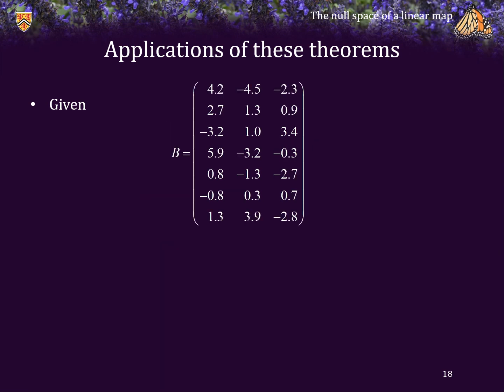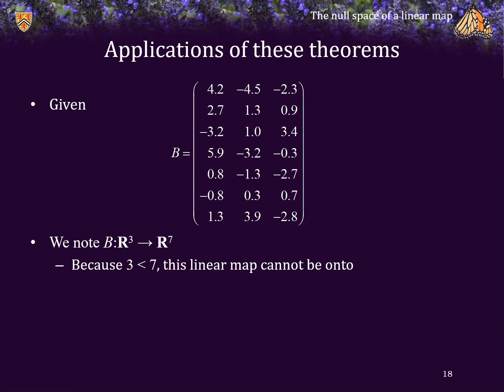Now consider this matrix B. We note that B represents a linear map mapping R3 to R7. After all, it is a 7×3 matrix. Now, because 3 is less than 7, we are guaranteed that this linear map cannot be onto. In fact, the maximum dimension of the range is 3.